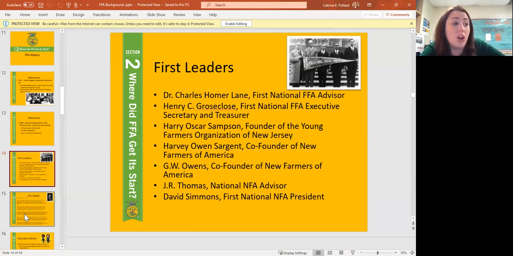Harvey Owen Sargent was the co-founder of New Farmers of America. And remember that New Farmers of America was for the black males and Future Farmers was for white males. No ladies at this point. G.W. Owens also founded the New Farmers of America. J.R. Thompson was the first national NFA advisor, and David Simmons was the first NFA president.